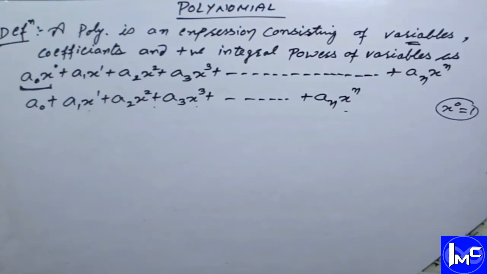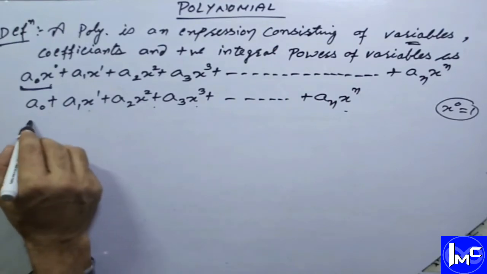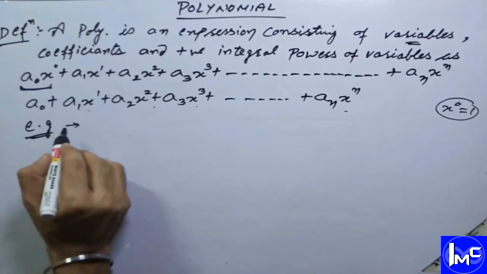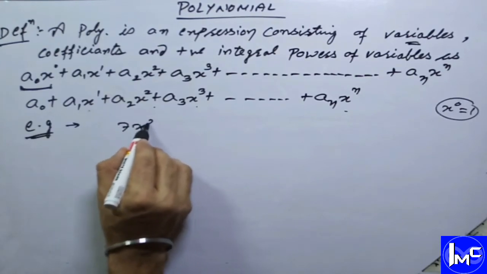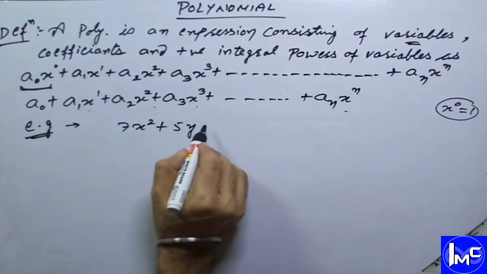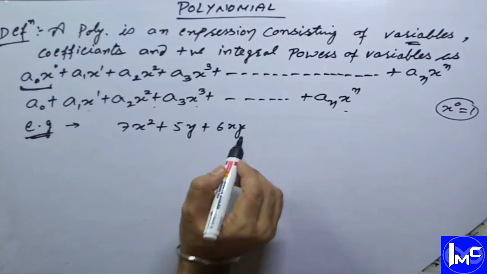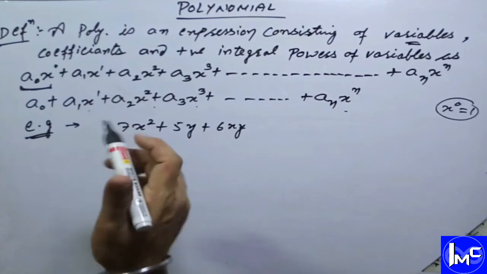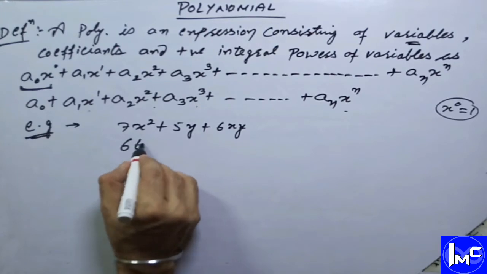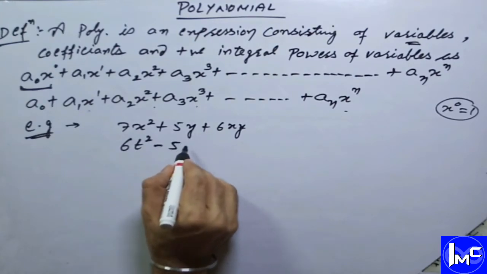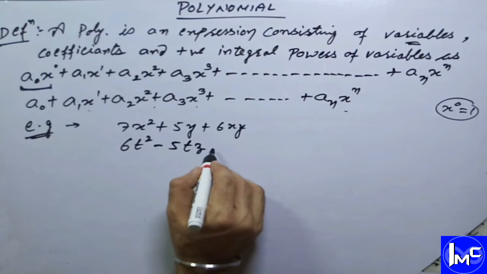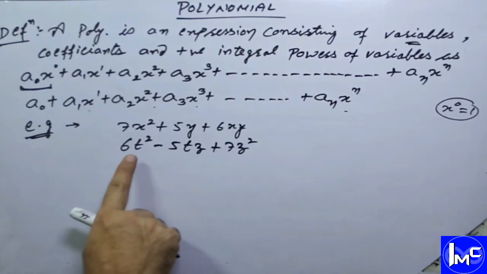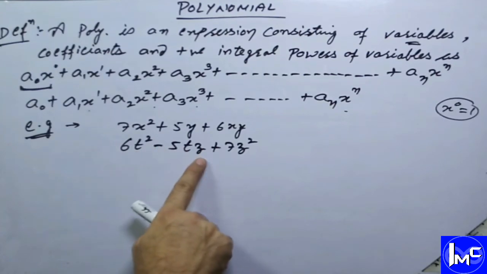We can also use more than one variable, like I can write 7x square plus 5y plus 6xy. This is a polynomial in two variables, x and y. Or 6t square minus 5tz plus 7z square. It is also a polynomial having two variables t and z.